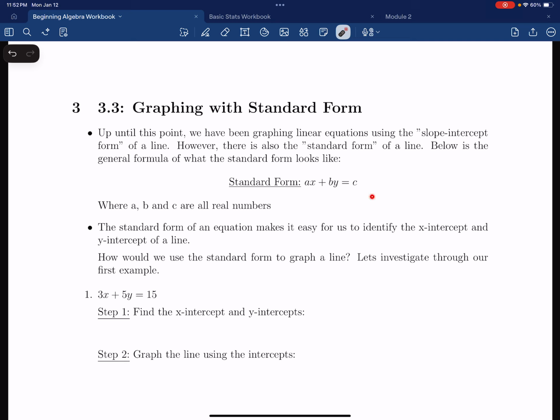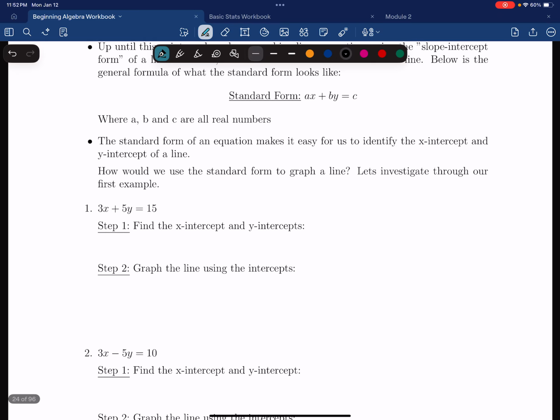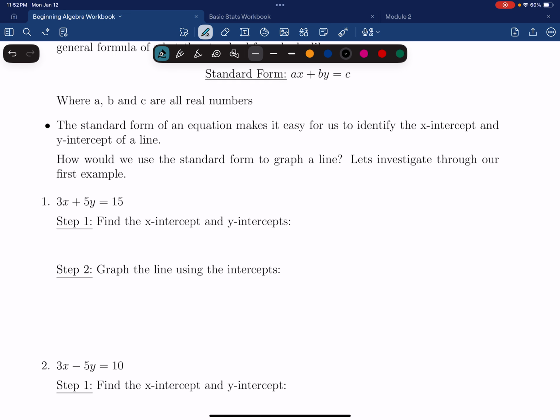So specifically, this form of a linear equation makes it easy for us to find the x and y intercept fairly easily. So how exactly would you graph the line of a linear equation using standard form? Well, let's investigate here real quick. I didn't leave much space for this investigation, but we can use the short space that we have. So I'm going to draw the y-axis and the x-axis. This is our x-axis, this is our y-axis.